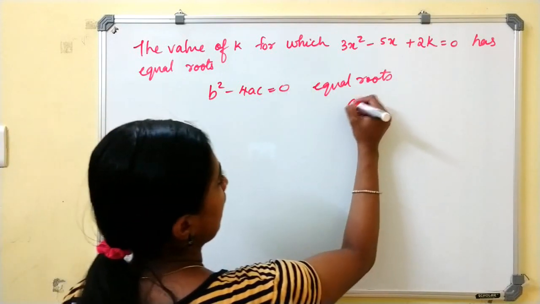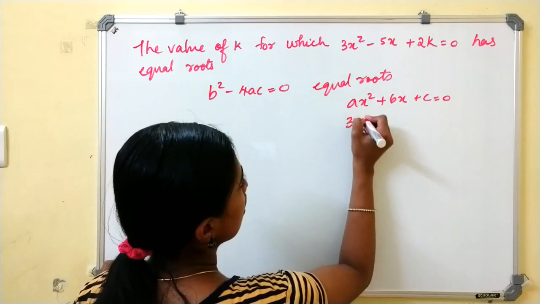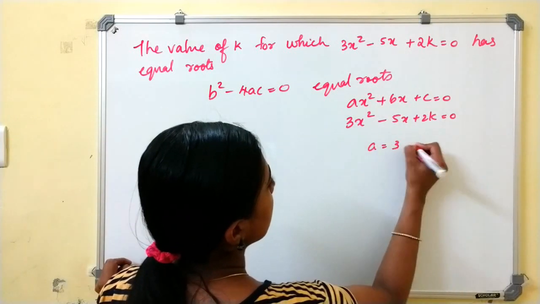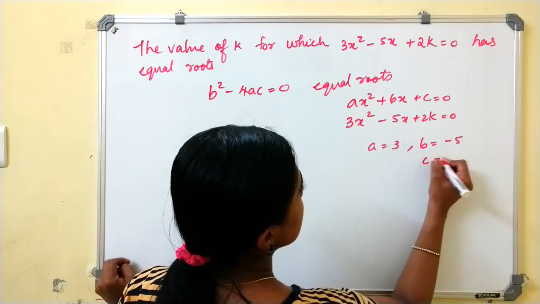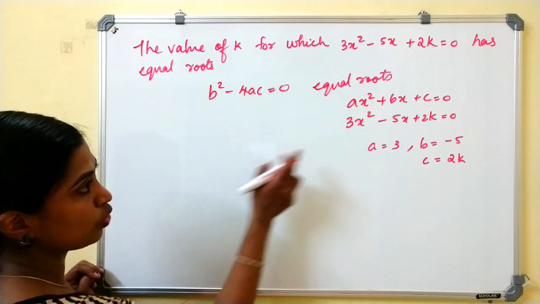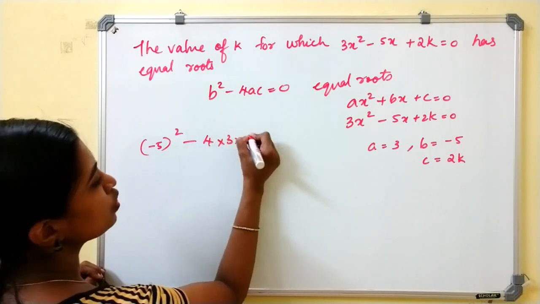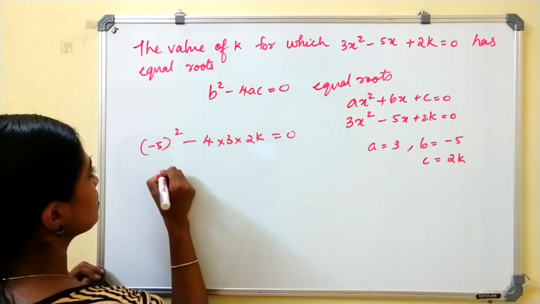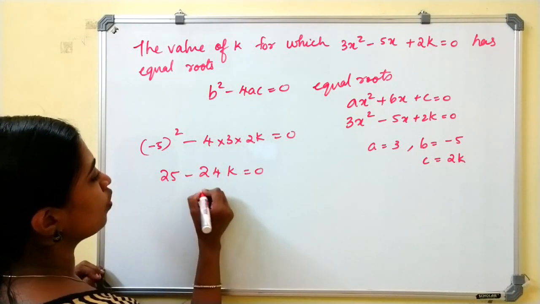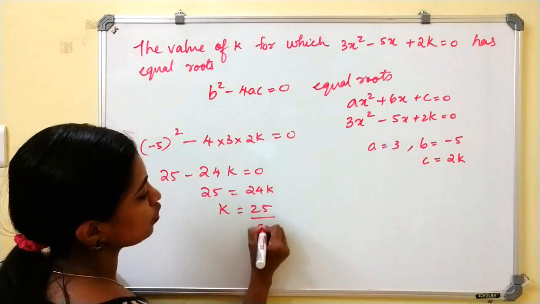Here ax square plus bx plus c is equal to 0 is our general quadratic equation. Here the equation is 3x square minus 5x plus 2k is equal to 0. So a is 3, b is minus 5 and c is 2k. Let us substitute in b square minus 4ac is equal to 0. Minus 5 square minus 4 into 3 into 2k is equal to 0. So 25 minus 4 3s are 12, 12 2s are 24k is equal to 0, or 25 is equal to 24k. So the value of k is 25 by 24.